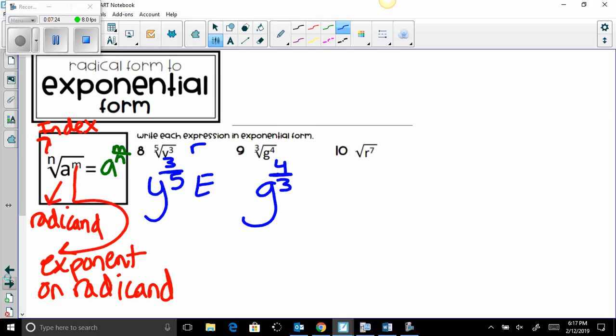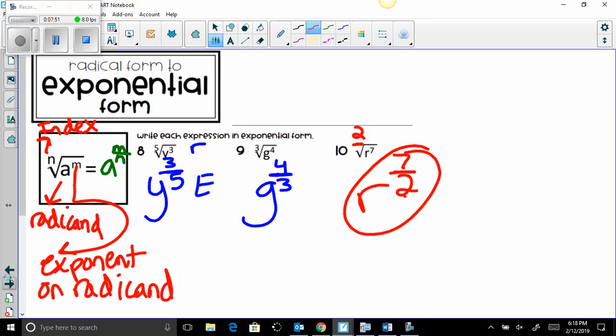Now let me ask you something about the next one. I don't see an index there. If I don't see an index right here, what is known to be there? Very good, it's a 2. So take your radicand, make your fraction when you're putting it in exponential form. Remember, it is exponent over index. So the exponent is 7, the index is 2. So I have successfully changed it from radical to exponential form.